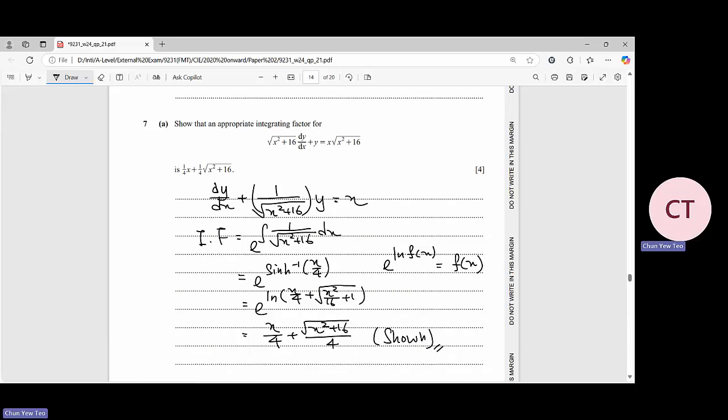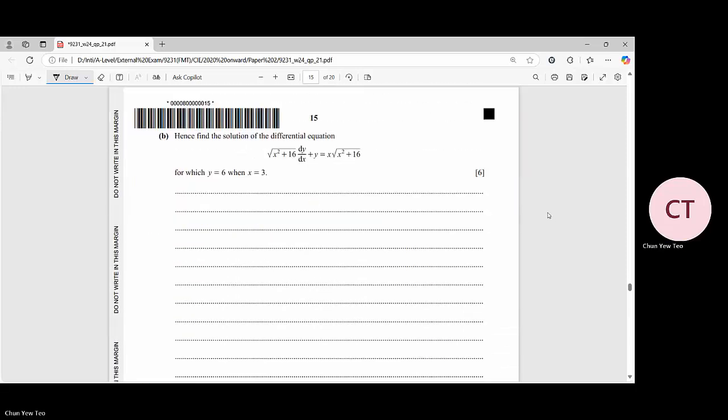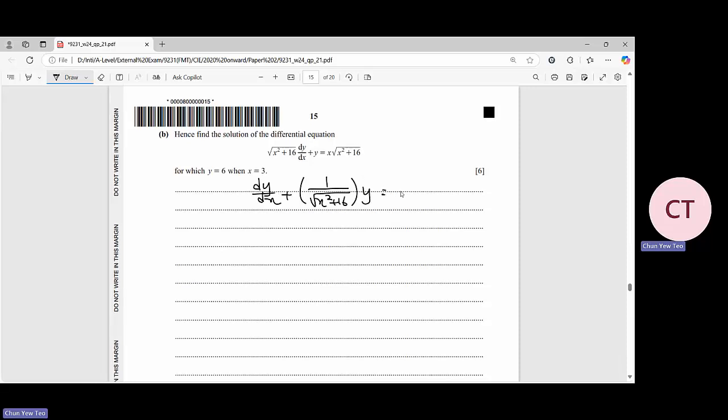Then now we move on to 7B. Now they want you to solve this differential equation. To solve it, we will start from here, where we got the IF just now. When we get the IF, we leave it in the expression like this. So now I multiply everything by the IF.